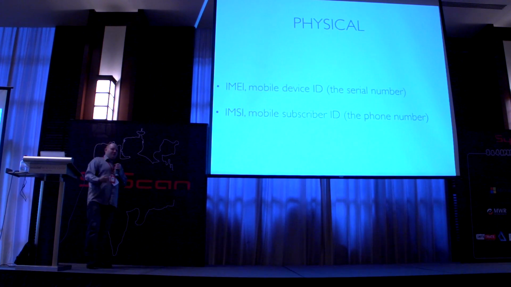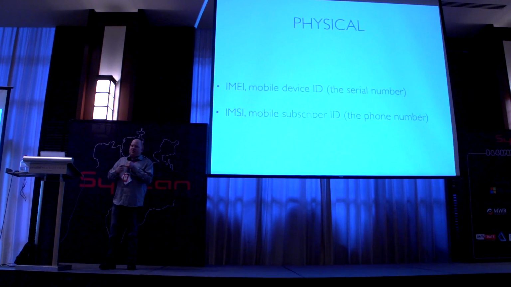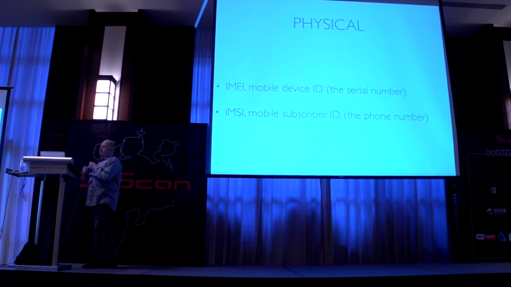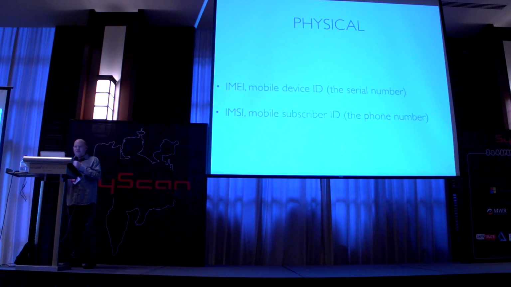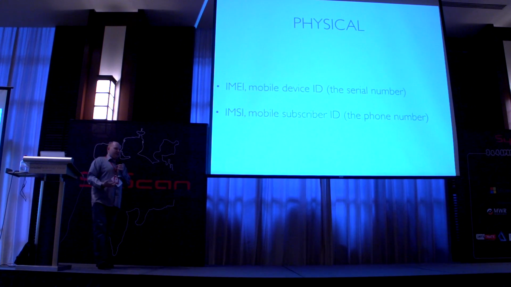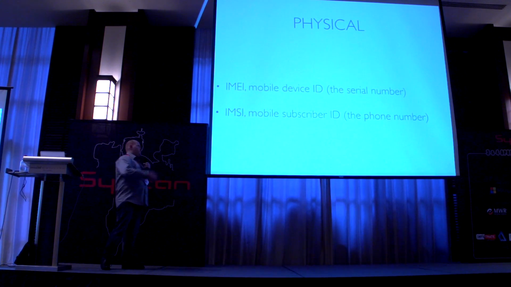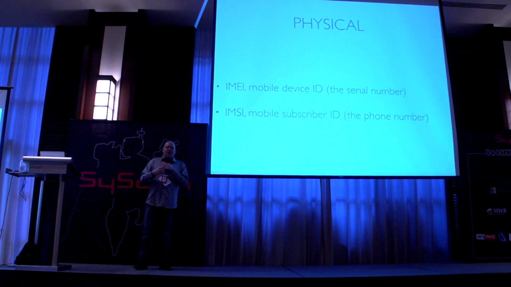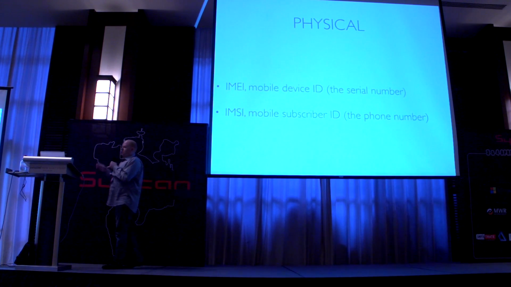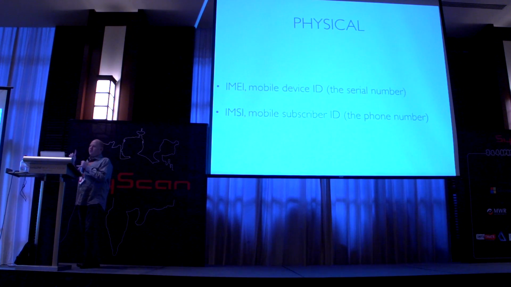Then there's the actual physical identifiers on the phone, which is the IMEI, which is the unique serial number of the mobile device, and the IMSI, which is the unique serial number of the SIM card. It's usually a combination of your home country, your telco network, and your phone number in some way, plus some other identifying information.